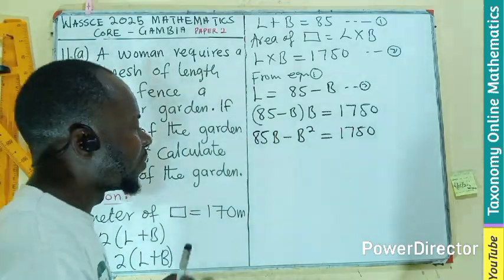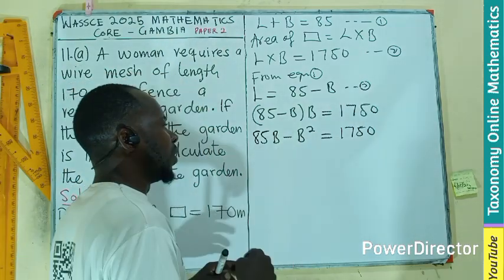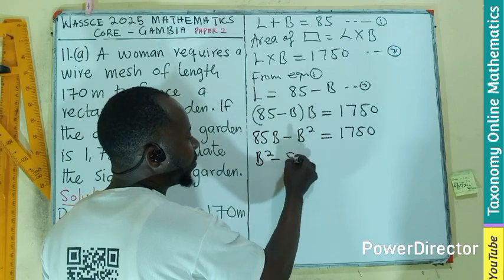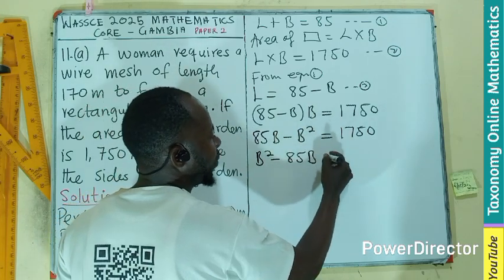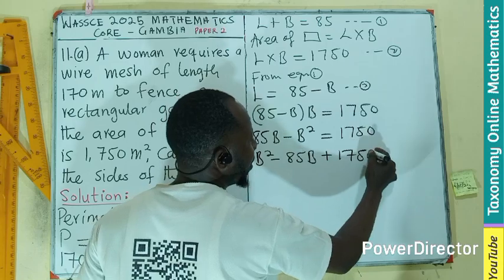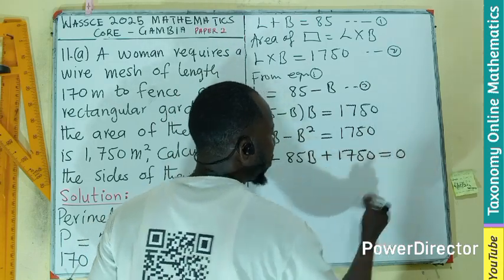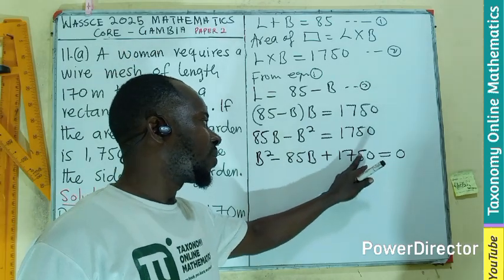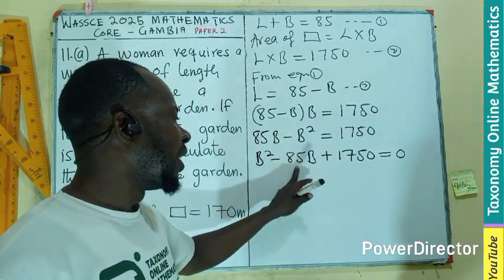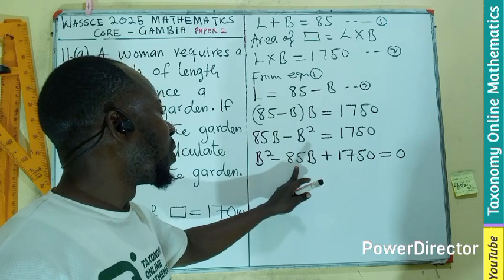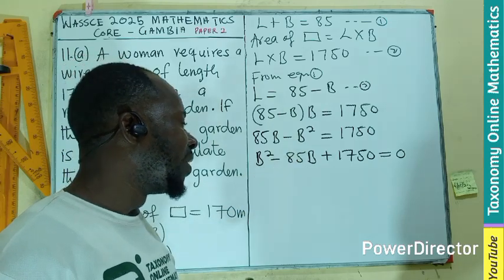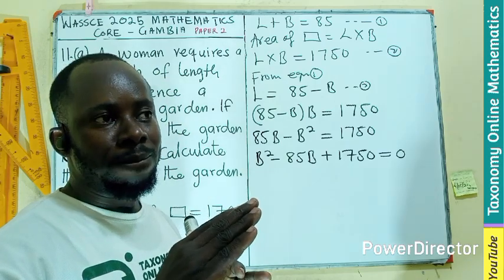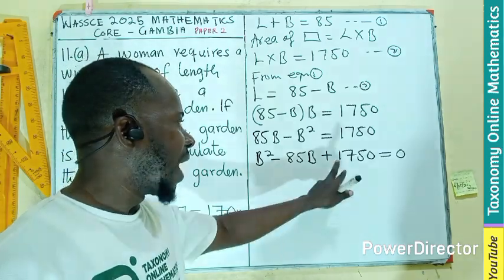That is leading us to a quadratic equation. Making B squared positive means sending it across, so this becomes negative 85B, plus 1,750, all equals 0. This is a quadratic. Find factors of this. When you multiply, you get 1,750, and when you add, you get negative 85. Both factors must be negative since we have a positive product.